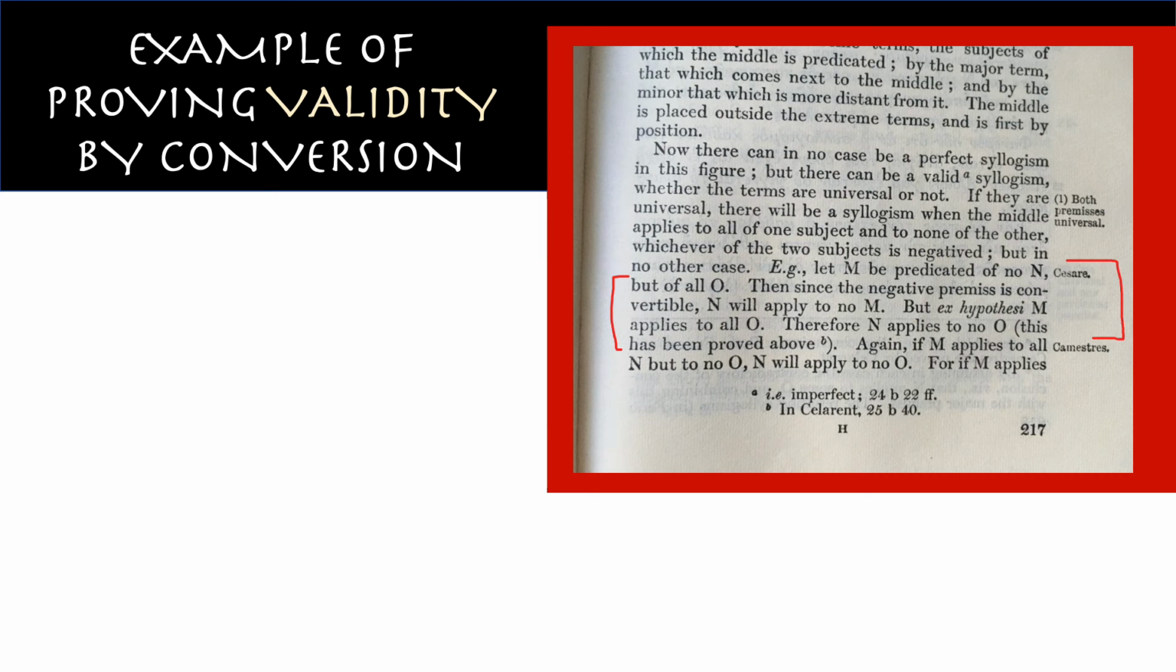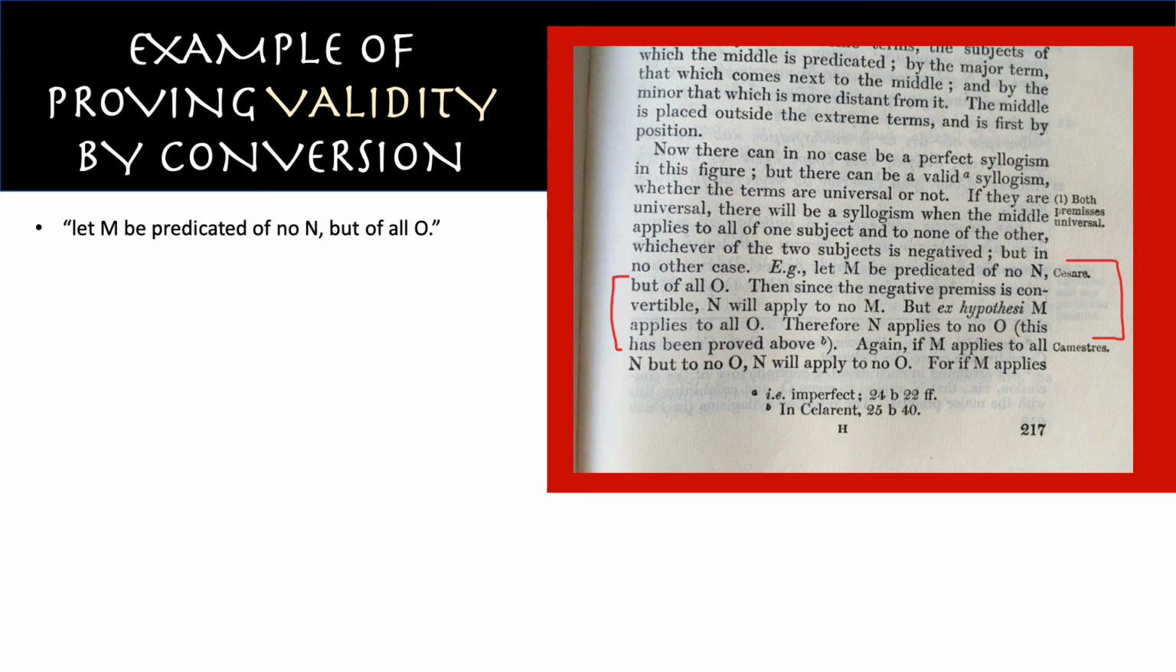Let M be predicated of no N, but of all O. Then, since the negative premise is convertible, N will apply to no M, but ex hypothesi, M applies to all O. Therefore, N applies to no O.